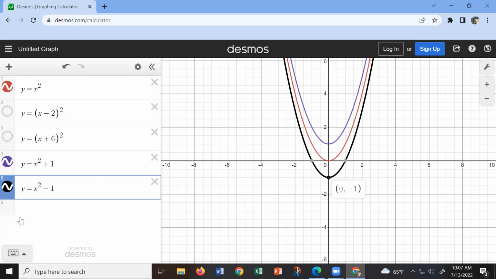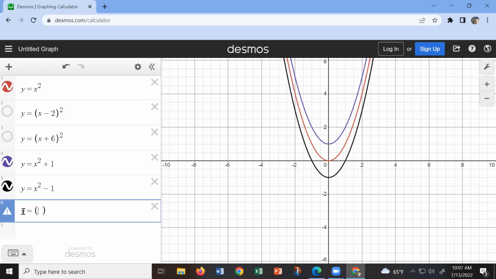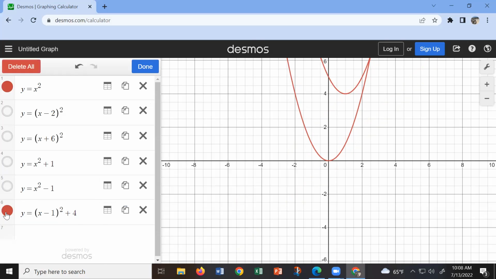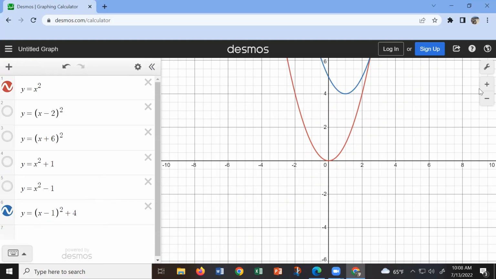Right, so let me do this one more and then I'll let you go. y equals x minus 1, and then square that. And then I add 4. Oh, I should square this. Let's make it blue. There you go.